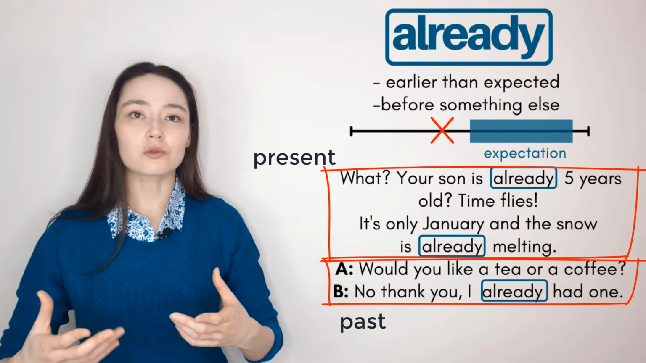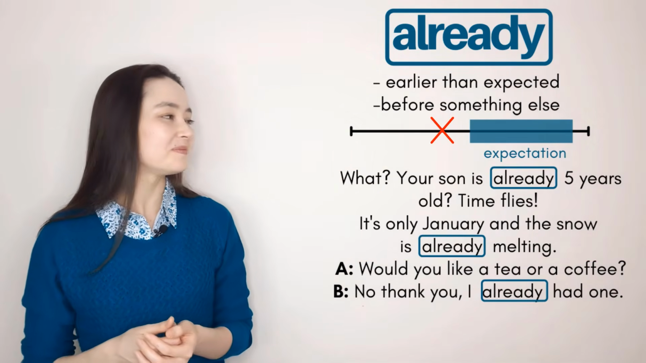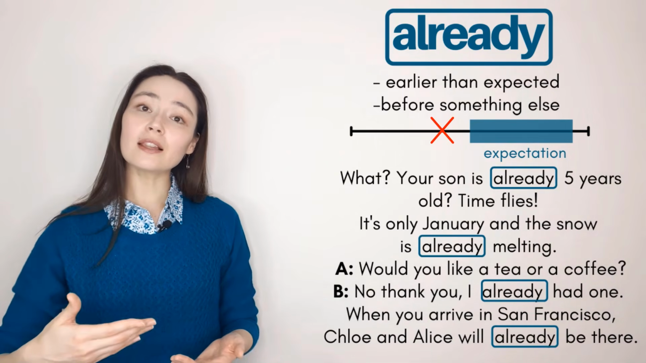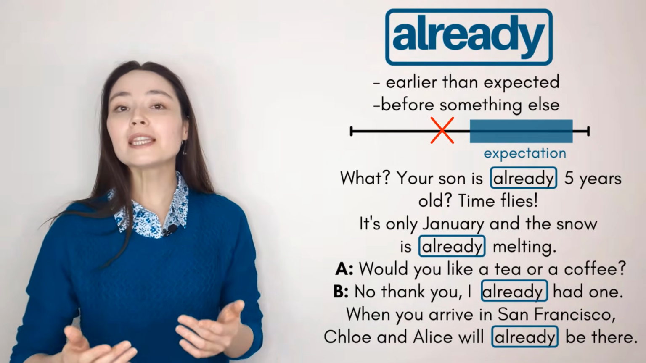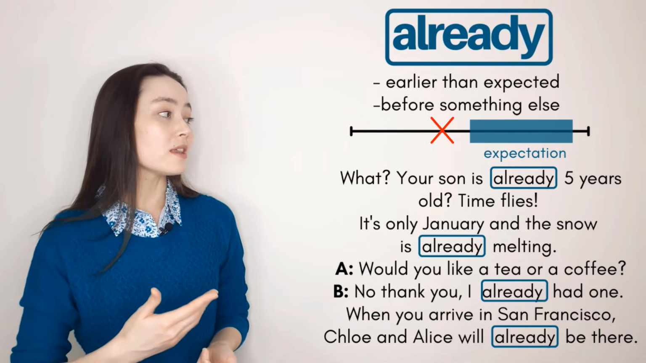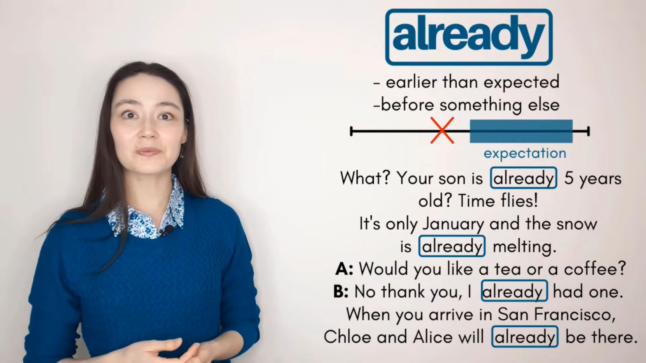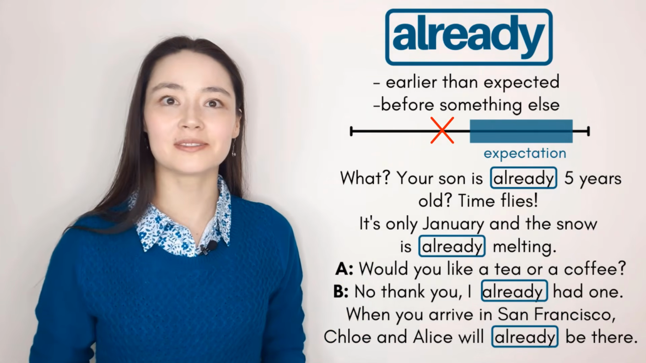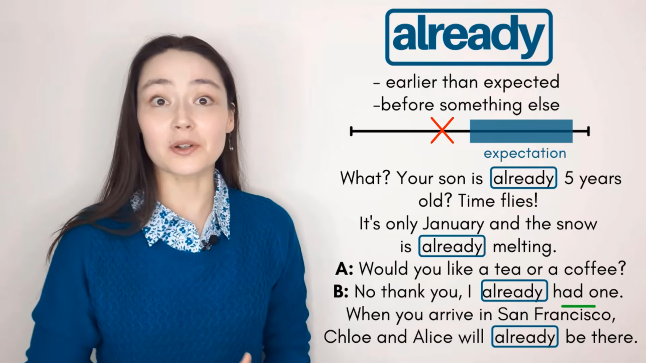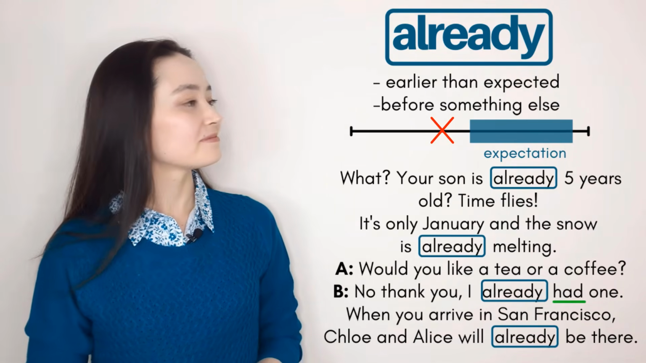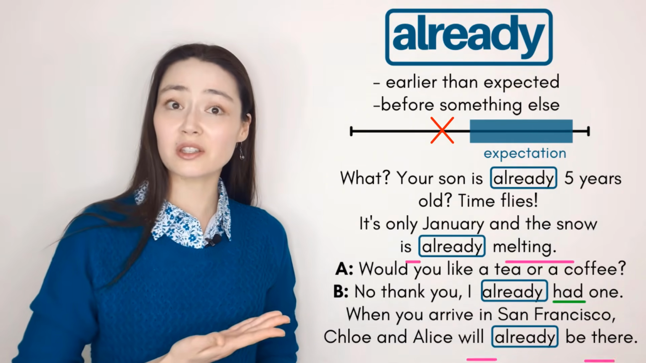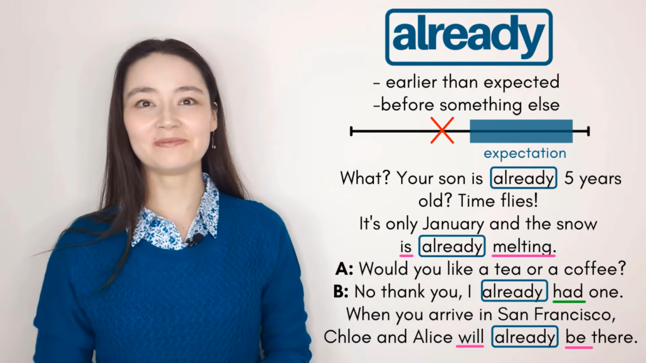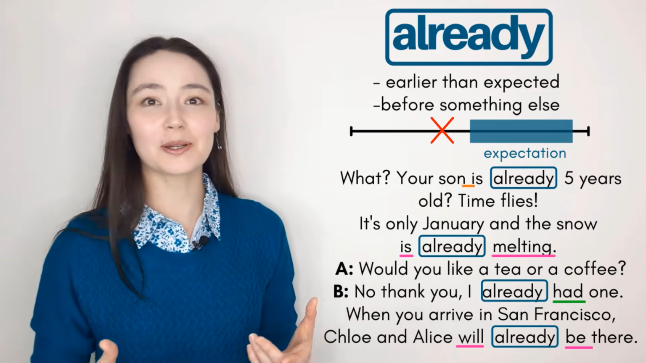Yes, you can also use already in the future. Why not? When you arrive in San Francisco, Chloe and Alice will already be there. You can meet them in the hotel. They'll be there before you. And look at those positions. We've already talked about this. Before the main verb. Are you hungry? Because here's a sandwich between the auxiliary and the main verb. And after be.